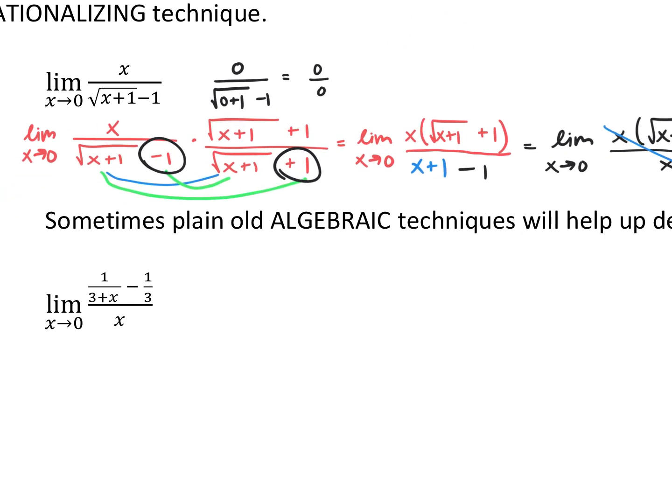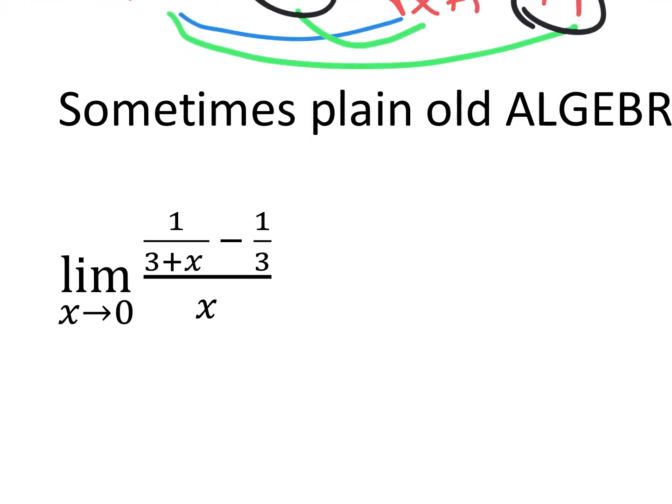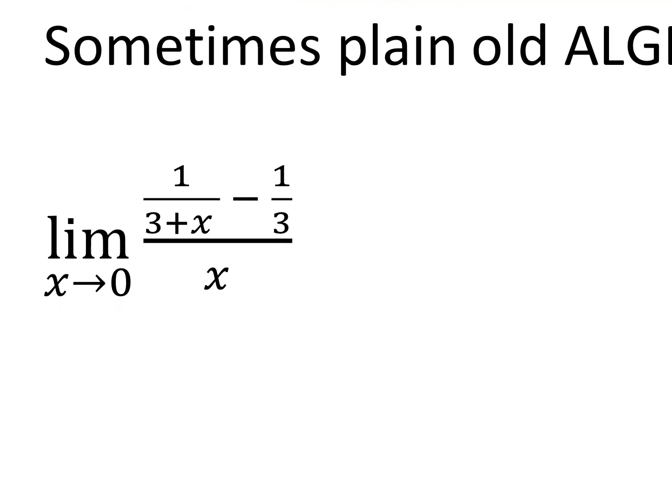Next example, last example on this page. Some other algebraic techniques we can use. If we've got fractions and fractions, and I've got 2 fractions in the numerator that have different denominators, could we make them have the same denominator? Yeah, right? Let's go ahead and do that and see what happens. So I'm going to multiply the first fraction there by 3. And I'm going to multiply the second fraction by 3 plus x.